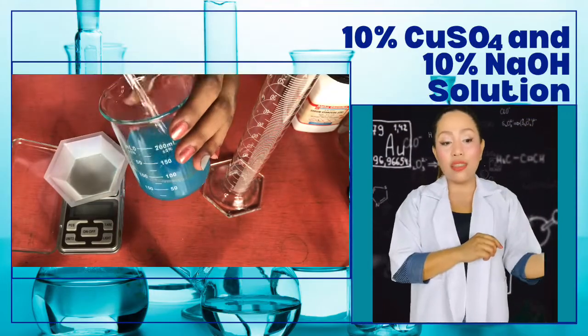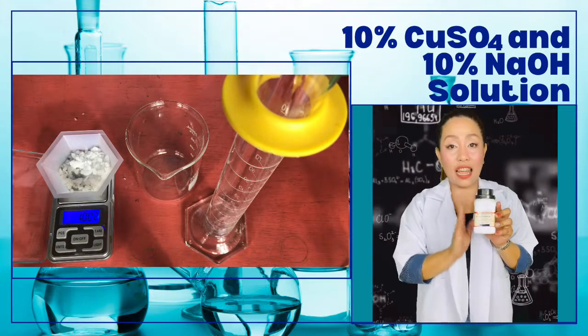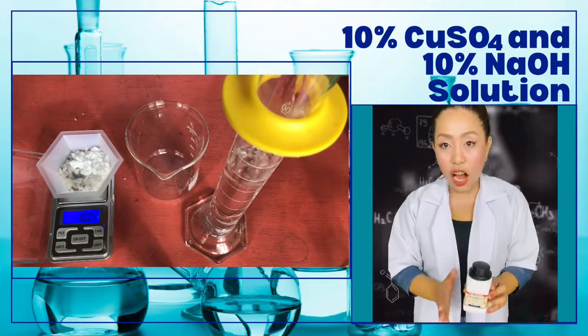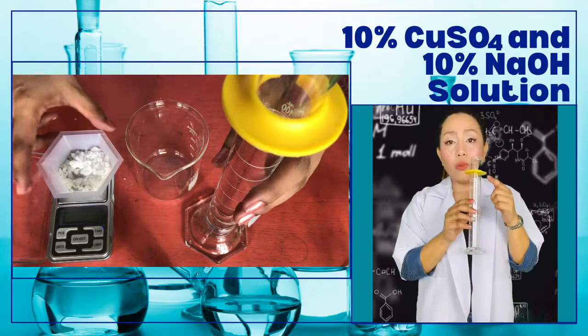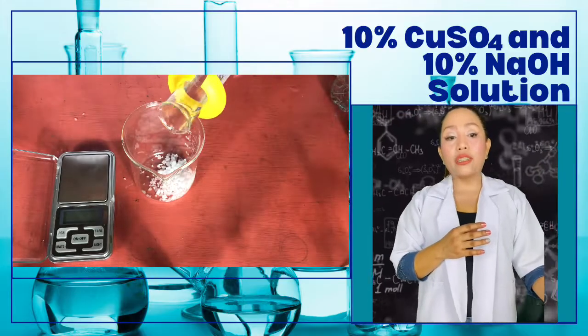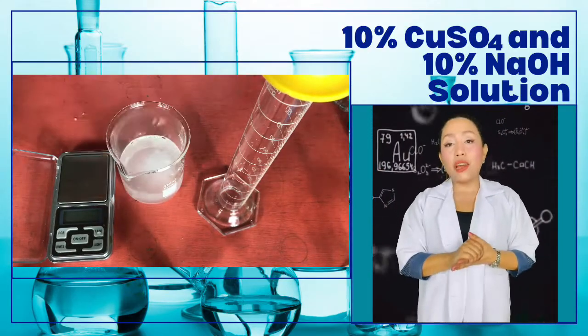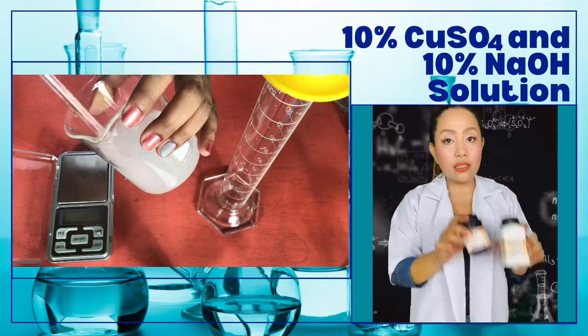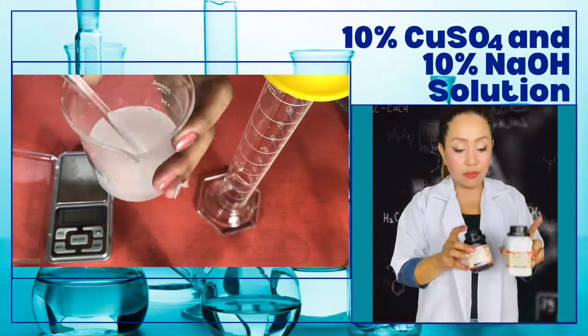And the same goes for the sodium hydroxide solution. We will be measuring 10 grams of this using our pocket scale or weighing scale, and then 100 ml of distilled water once again, and that will be our 10% sodium hydroxide solution. But be very careful in handling these chemicals. Do not touch them with your bare hands, okay?